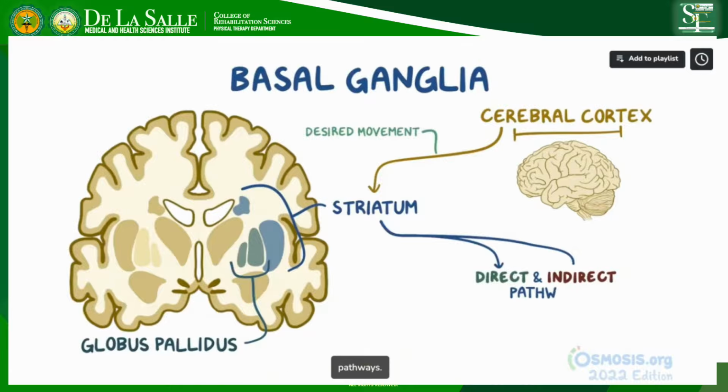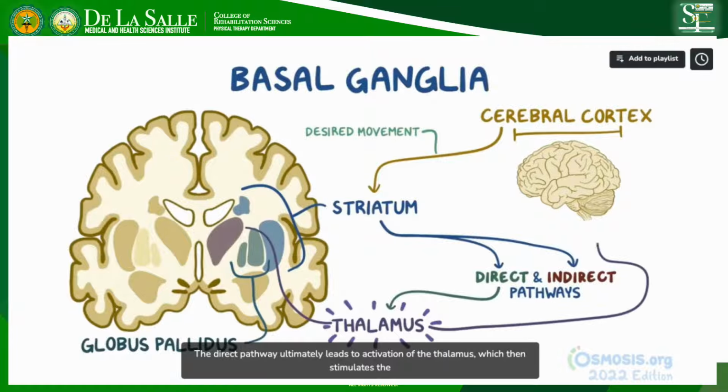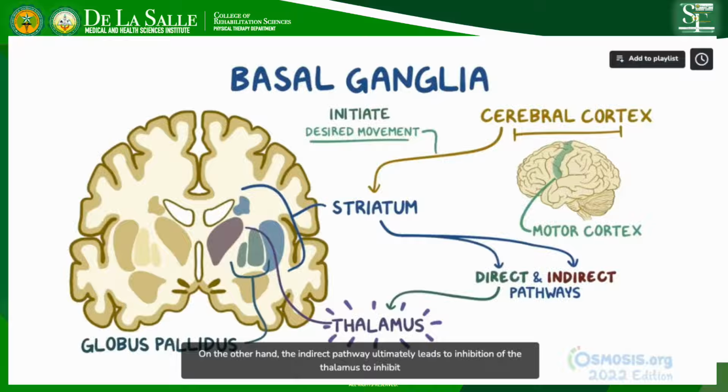The direct pathway ultimately leads to activation of the thalamus, which then stimulates the motor cortex to initiate wanted movements. On the other hand, the indirect pathway ultimately leads to inhibition of the thalamus, to inhibit undesired movements.